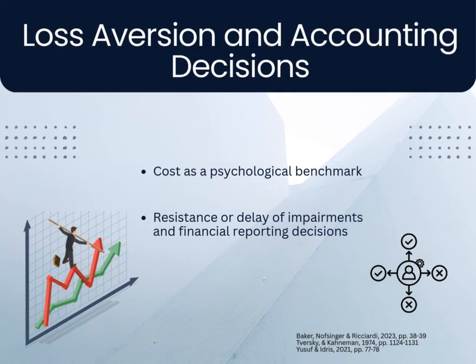Historical cost often serves as a psychological benchmark. Once an asset is recorded at a certain value, decision makers tend to evaluate changes relative to that benchmark. As a result, they may delay impairments or resist downward revisions, which can influence judgment and reporting behavior.